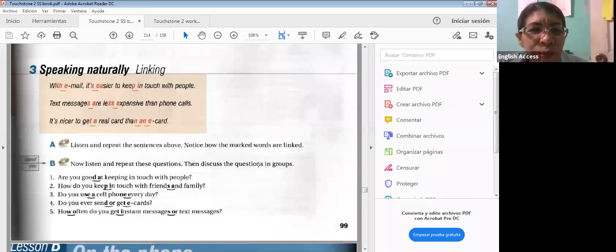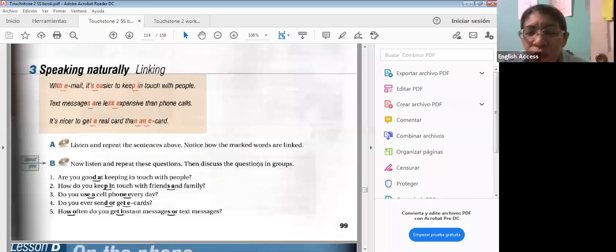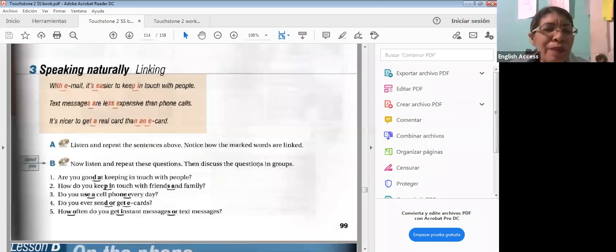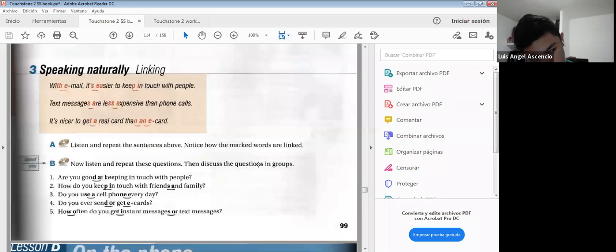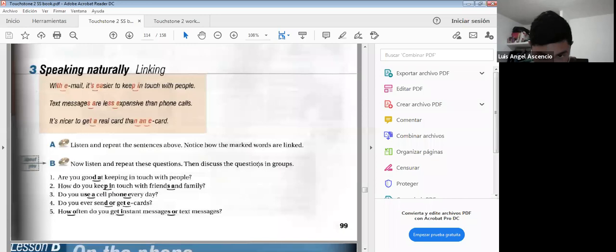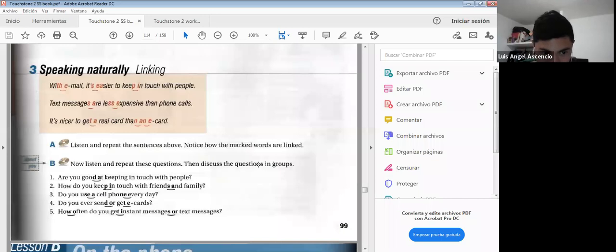Okay, now let's do this. I'm going to ask you these questions and you're going to answer, giving your personal opinion. Okay, Luis? So let's begin. Number 1. Are you good at keeping in touch with people? Yes, I am. Number 2. How do you keep in touch with friends and family? I usually use phone calls and text messaging. Okay, by phone calls and text messages. Number 3, do you use a cell phone every day? Yes, I do. Do you ever send or get e-cards? No, I don't. How often do you get instant messages or text messages? 3 times a week. 3 times a week, correct.